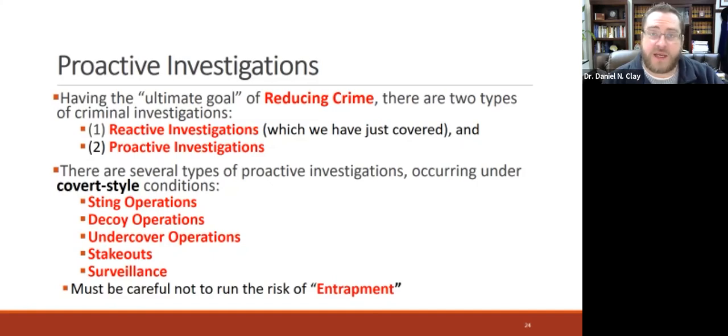So, for example, we have sting operations, decoy operations, and undercover operations. This could be somebody posing as a drug dealer, and everybody who comes up to buy gets arrested. This could be prostitution, right? Where you have somebody out there who is actually a police officer walking the streets, or vice versa, a police officer acting as a John and making arrests that way. So again, they're acting before the actual crime itself occurs. Now, there are questions of inducement and entrapment, which we'll speak to in a second.